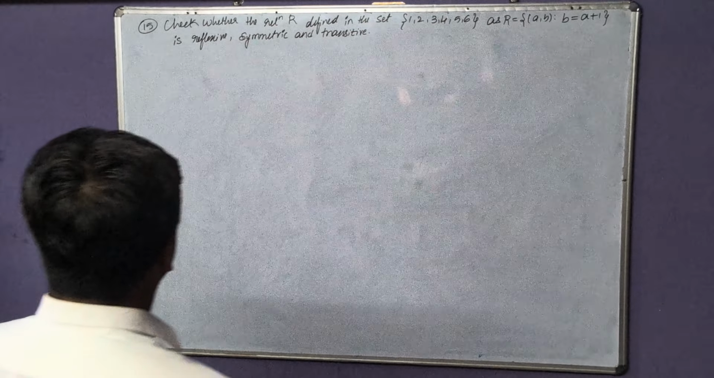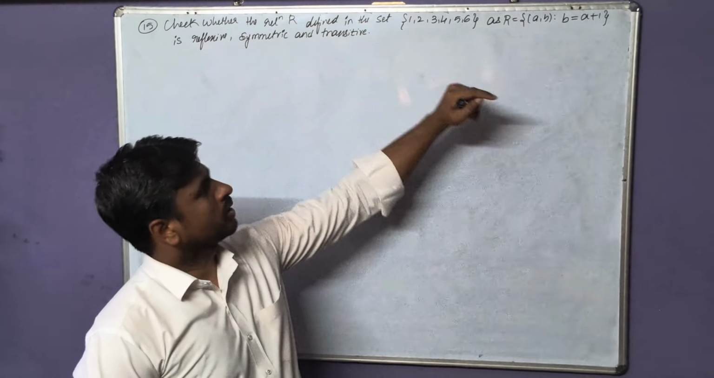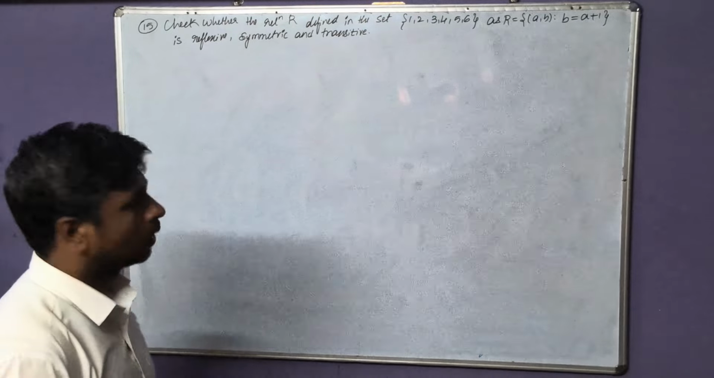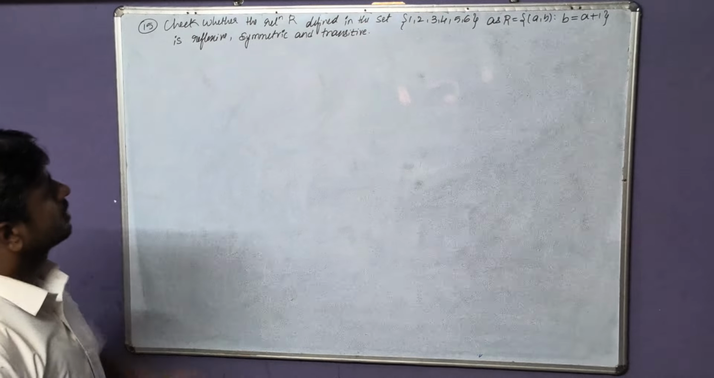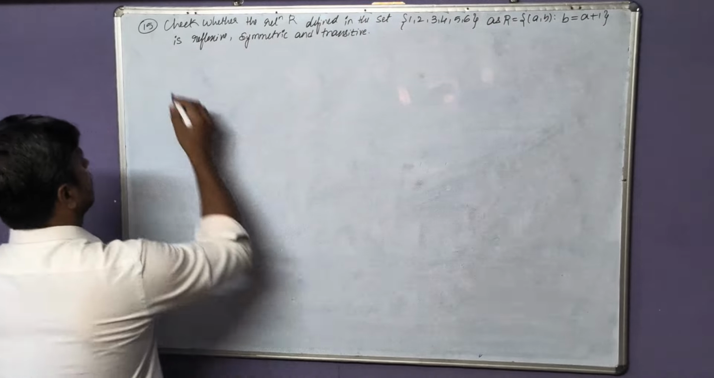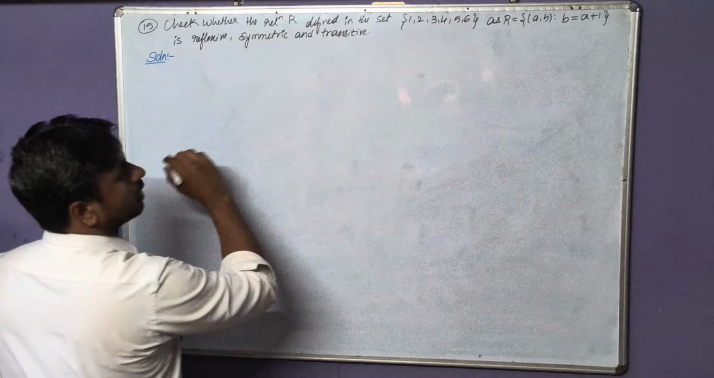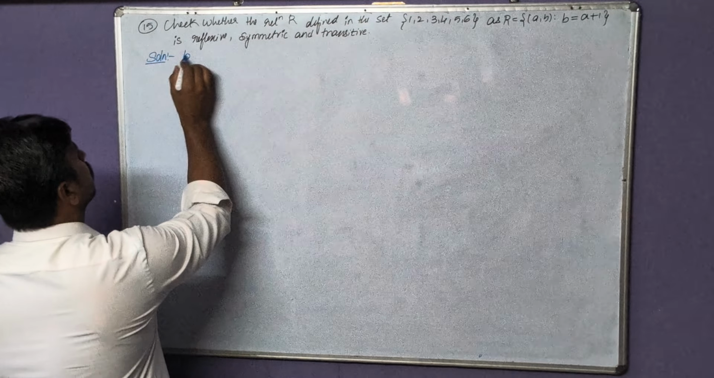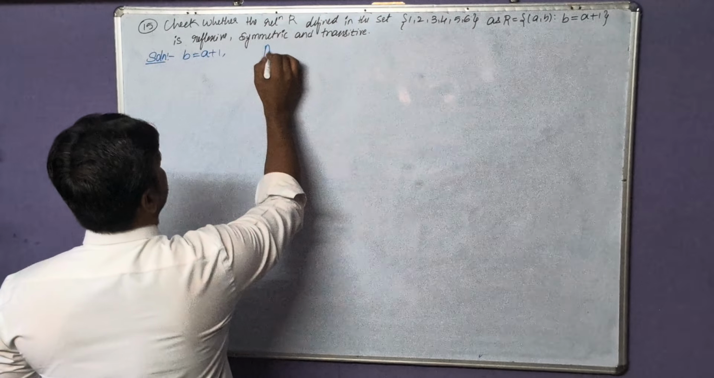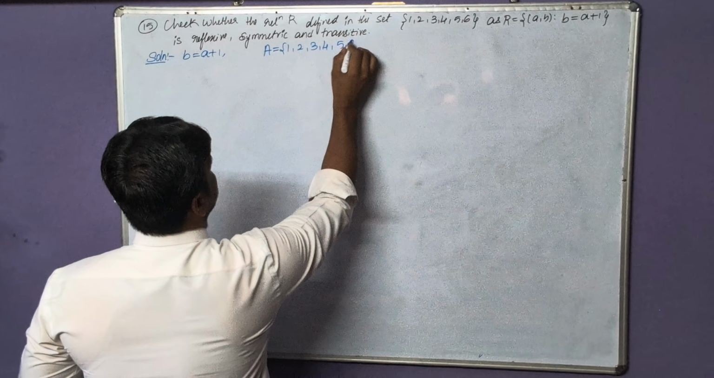We have the next question: check whether the relation R defined in the set A equal to 1, 2, 3, 4, 5, 6 as R equal to the ordered pairs a comma b such that b is equal to a plus 1 is reflexive, symmetric and transitive. We need to cross check whether the given relation is reflexive, symmetric or transitive. So let us consider the given condition. Here the given condition is b equal to a plus 1, and the elements of set A are 1, 2, 3, 4, 5 and 6.